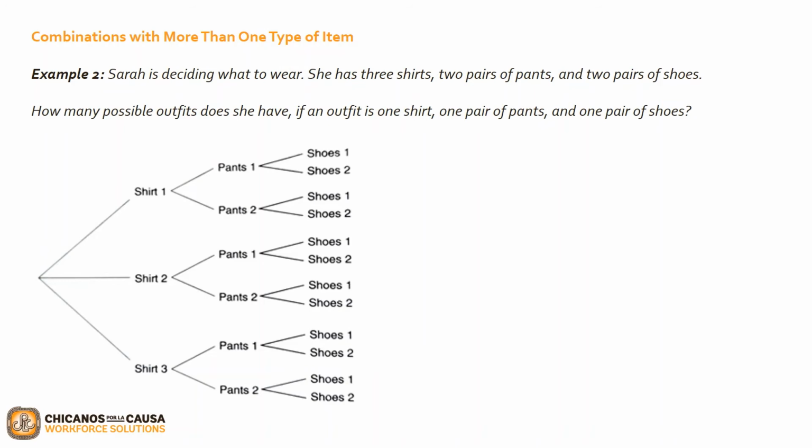Sarah is deciding what to wear. She has 3 shirts, 2 pairs of pants, and 2 pairs of shoes. How many possible outfits does she have if an outfit is 1 shirt, 1 pair of pants, and 1 pair of shoes? So we are going to use our fundamental counting principle in order to solve this.